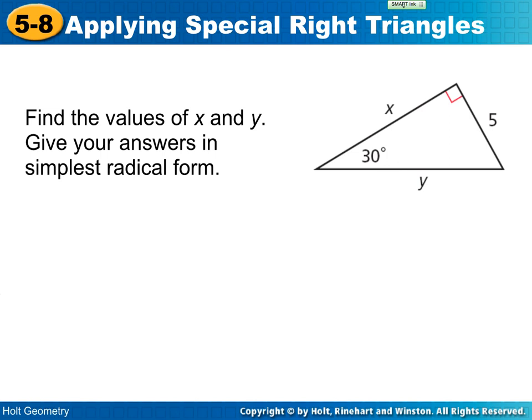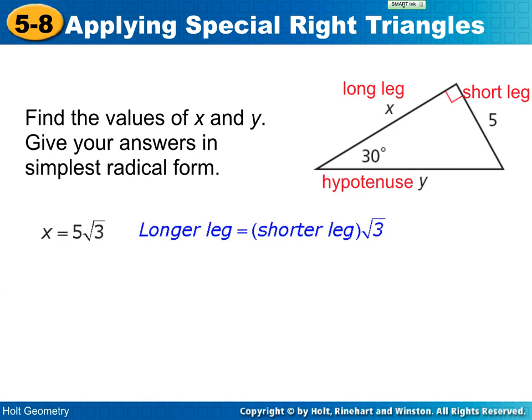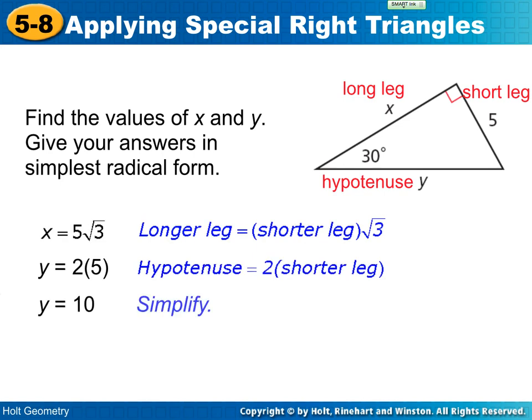Okay, answers here. The hypotenuse was y. That's 5 times 2. Y was 10. X, the longer leg, should have been 5 times square root of 3. How did I get that? Well, to get the longer leg, you just take the shorter one times the square root of 3. This was the short leg. So just 5 times the square root of 3.